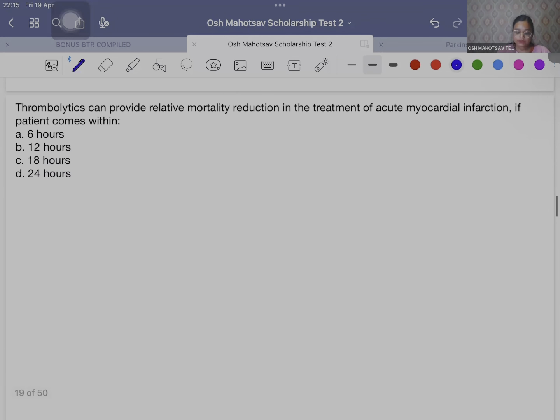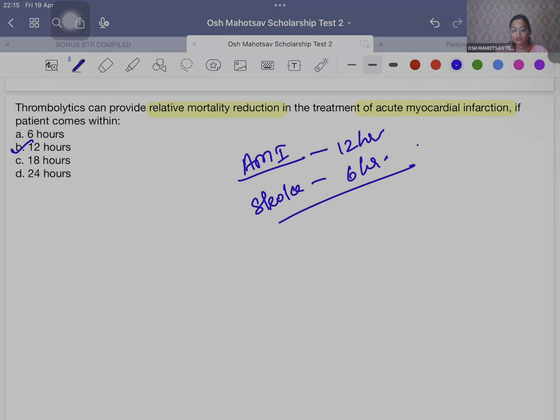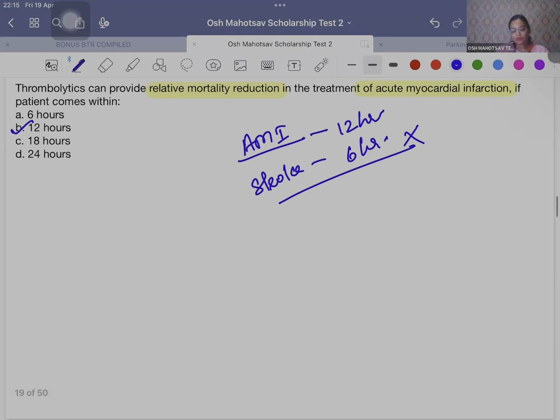Next is: thrombolytics can provide relative mortality reduction treatment in acute myocardial infarction within 12 hours. Okay, so if they ask you about acute myocardial infarction, we can use thrombolytics till 12 hours. If they ask you about stroke, then we can use them up till 6 hours. After 6 hours in stroke, they will not give us any benefit over mortality, so we are not using them. Then we will go for CT angio and those invasive procedures. So in MI, we can use up till 12 hours. For a stroke, we can use up till 6 hours.